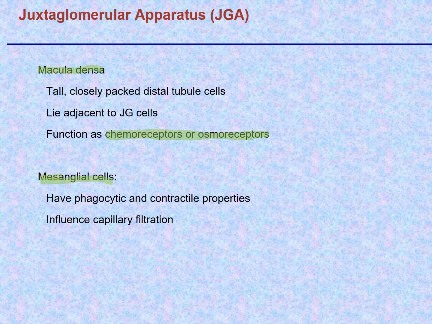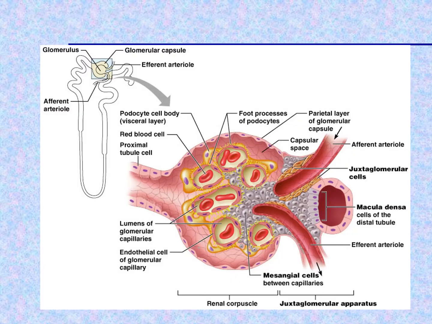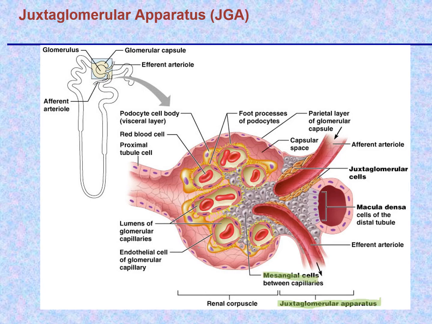Mesangial cells, spread throughout the juxtaglomerular apparatus, have phagocytic and contractile properties. They help influence capillary filtration, but I'm not going to get into them too much. So here again you see the juxtaglomerular apparatus made up of these three types of cells. It's the juxtaglomerular cells that contain renin, but macula densa cells also have an important function.